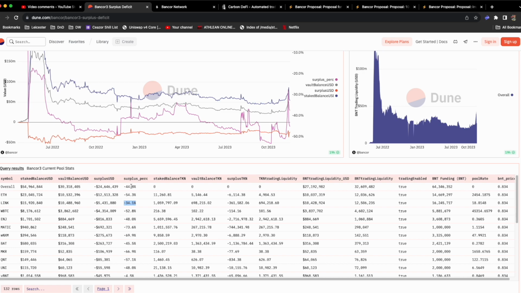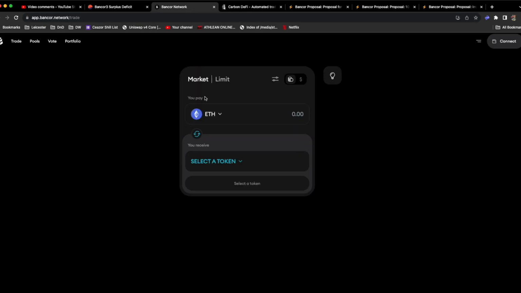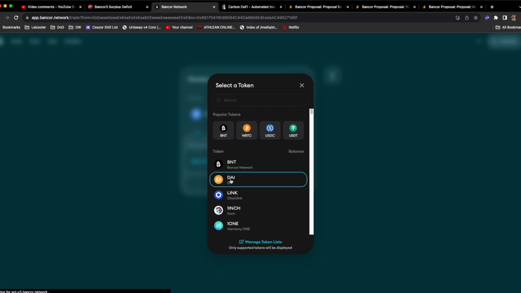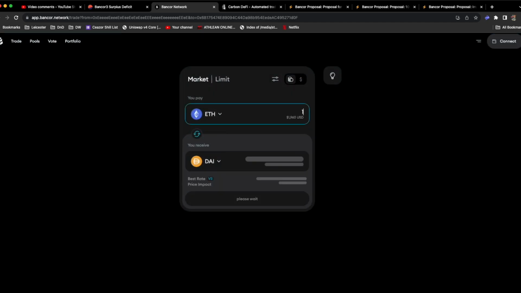Okay, so let's talk about how they are attacking the deficits. They do it in several ways. The first one is that BANCOR version 3 liquidity pools are still live, some of them, so there is the possibility that people are trading here. You could come here and trade ETH for some other token, maybe DAI or something, and you could trade through this pool, and it would take a fee, okay?